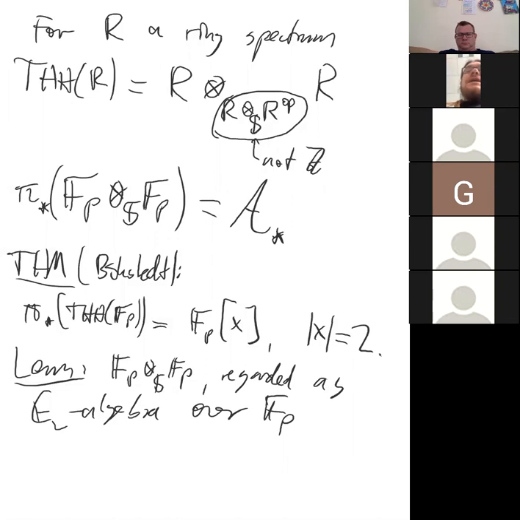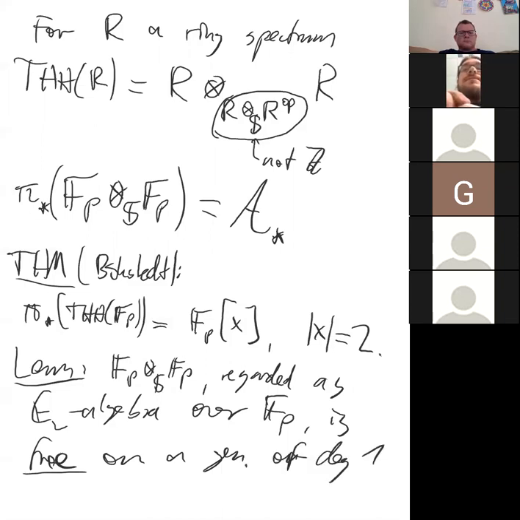So this guy is actually free on a generator of degree 1. In other words, a more canonical way to write the free E2 algebra on a generator in degree 1 is as F_p smash the suspension spectrum of Ω²S³, with the ring structure coming from the E2 structure on Ω²S³.